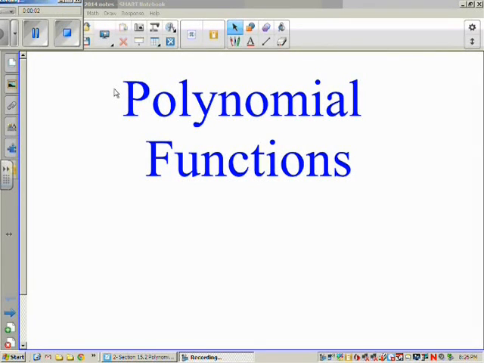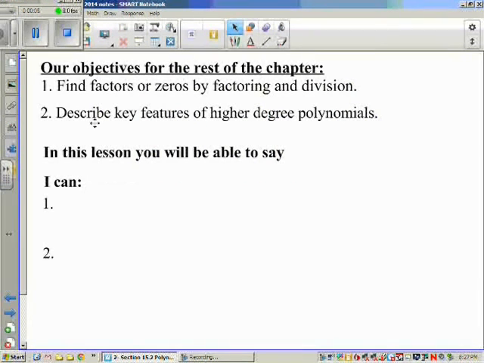Hello and welcome to our lesson on polynomial functions. In this chapter, our objectives are to find factors or zeros, or sometimes solutions are called, by factoring and by division, and also to describe key features of higher degree polynomials, and we're getting into that in this lesson.